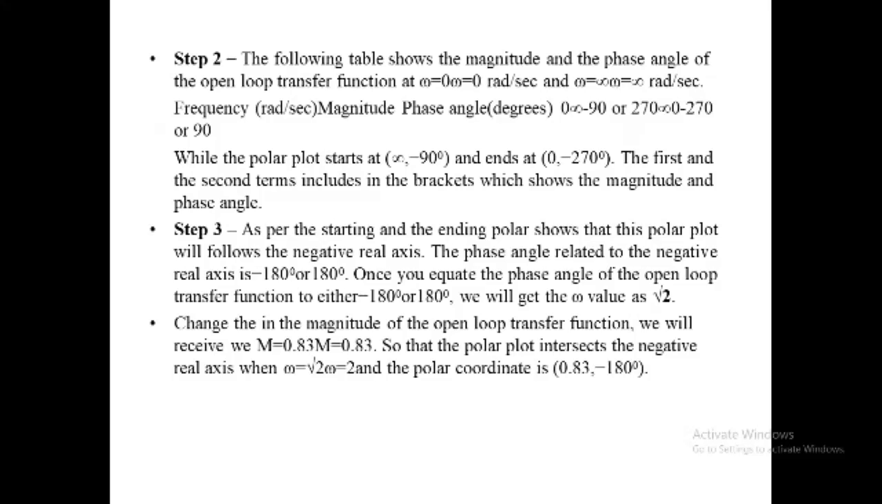Now, substituting this in the magnitude of the open loop transfer function, we get M equals 0.83. So the polar plot intersects the negative real axis when ω equals root 2 rad per second, and the polar coordinate is 0.83 at -180 degrees.